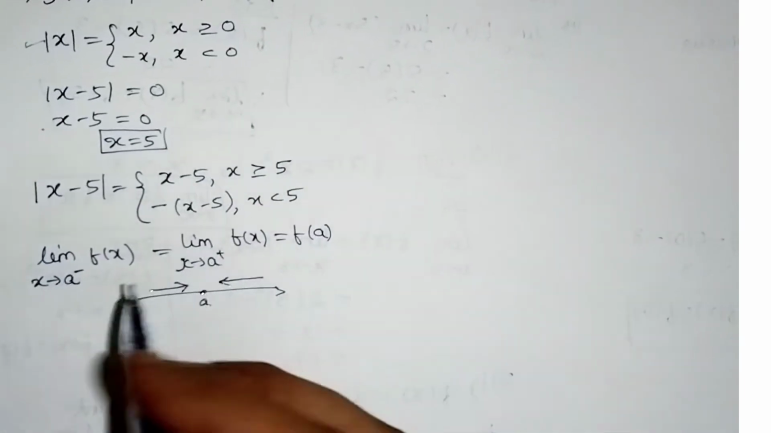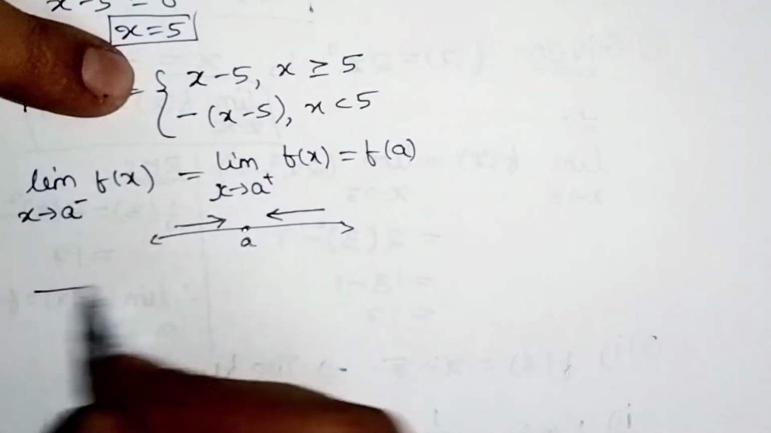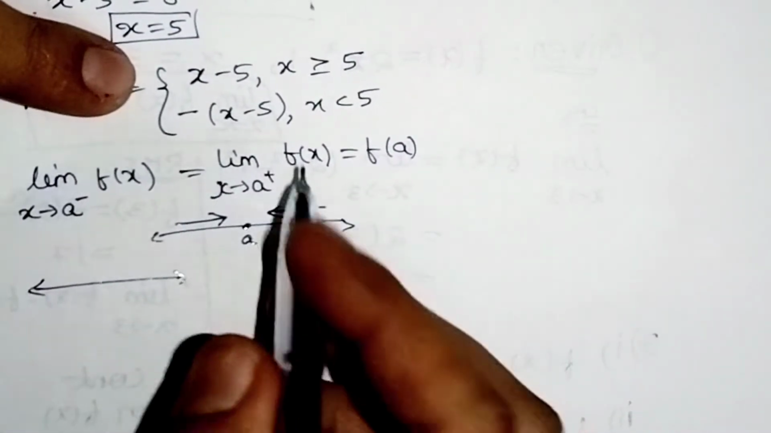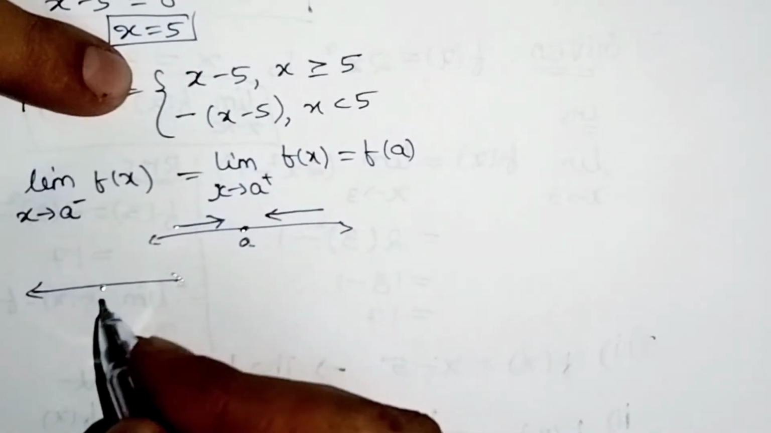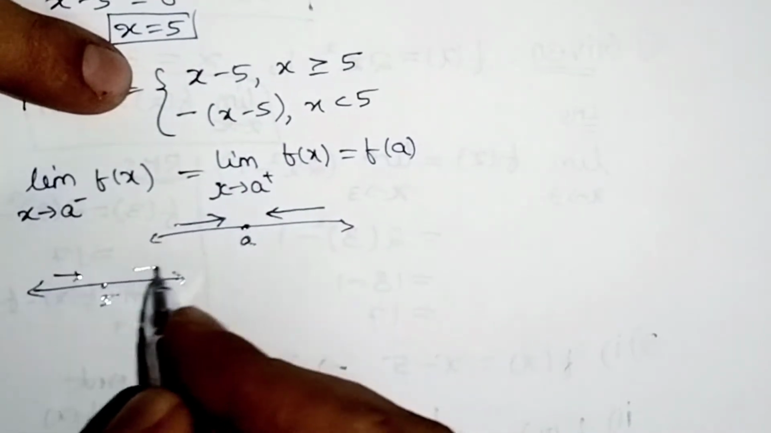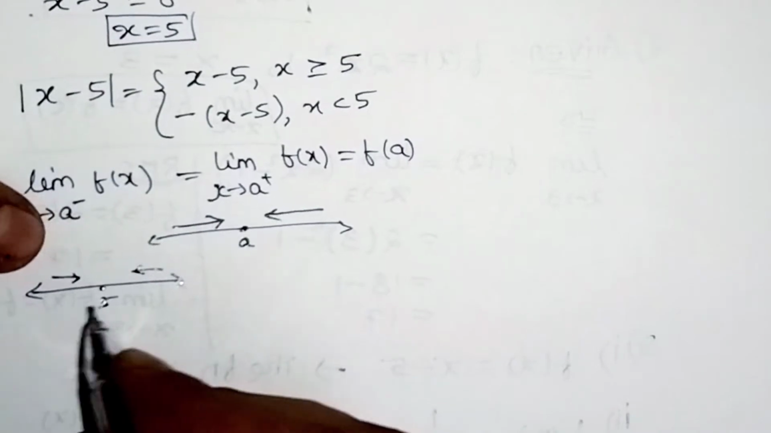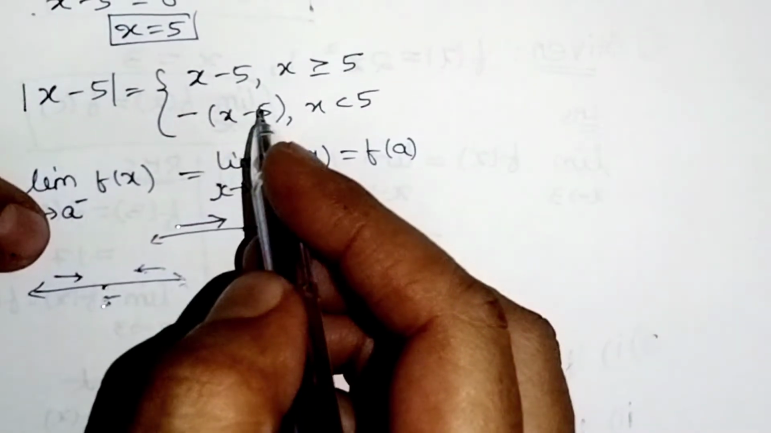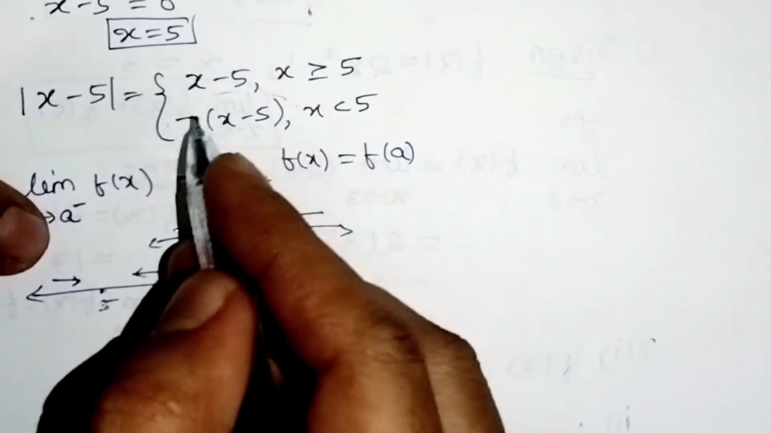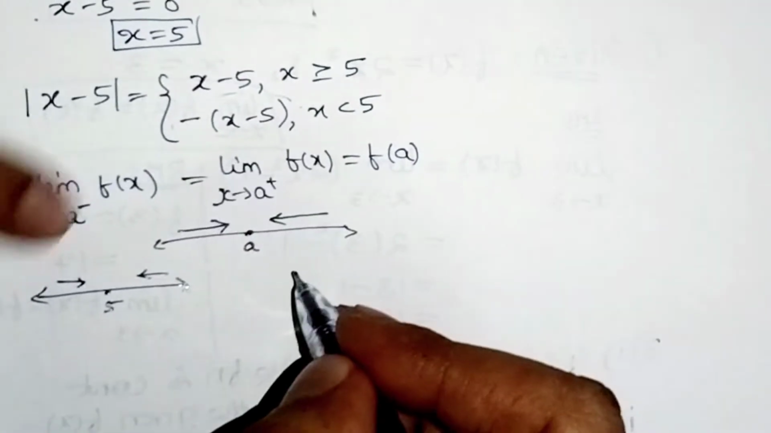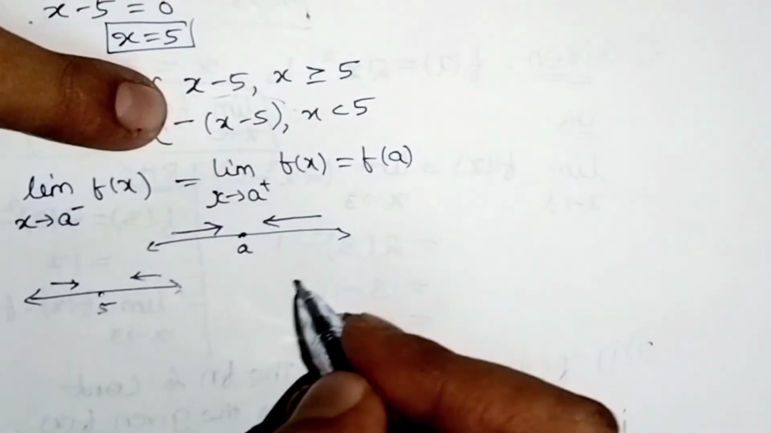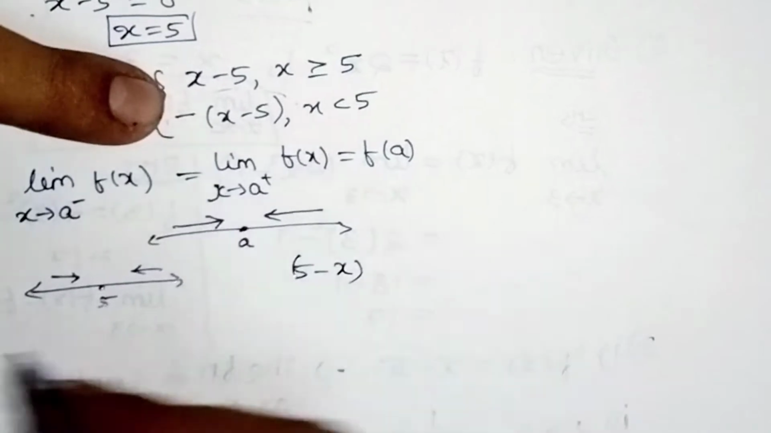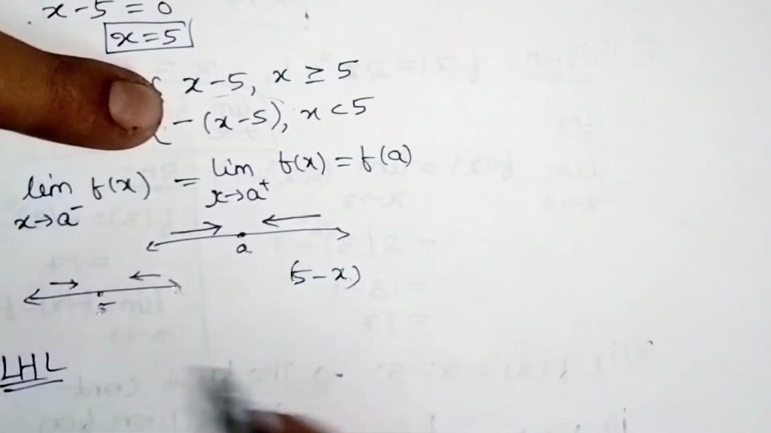Okay, now we'll do the left hand limit. Here just draw the number line in the rough column. So we have 5, isn't it? So left side, right side. Left side it will be less than 5. That will be the function for the left hand limit. Either you can have minus of x minus 5, or you can multiply this minus inside, so that will be 5 minus x. So we'll mention left hand limit.